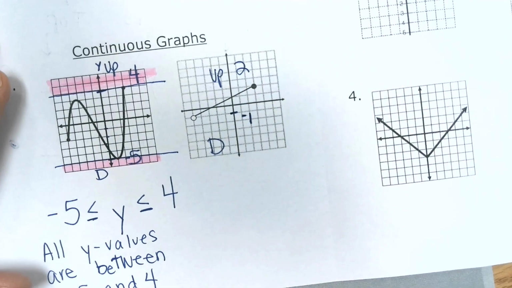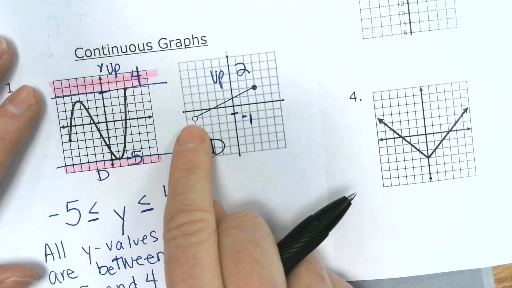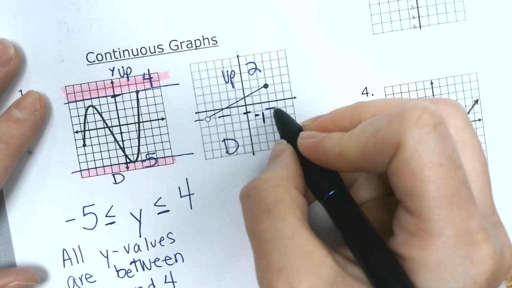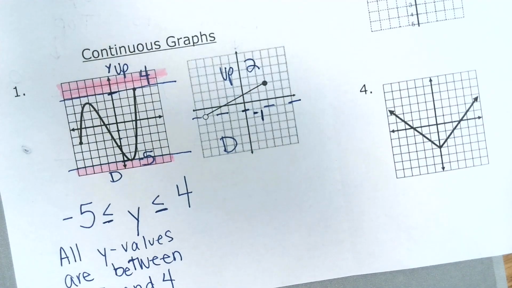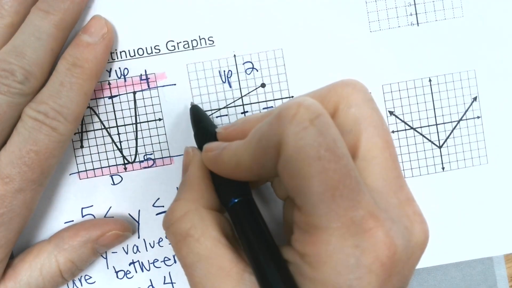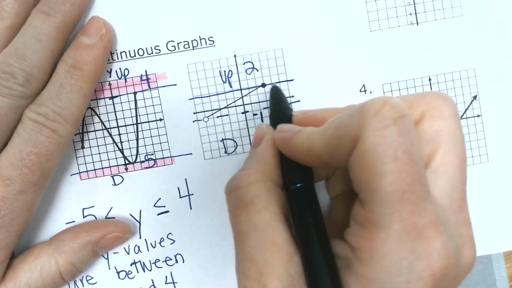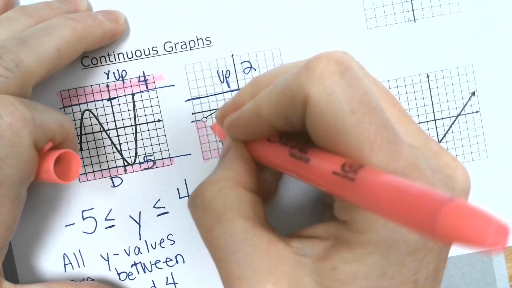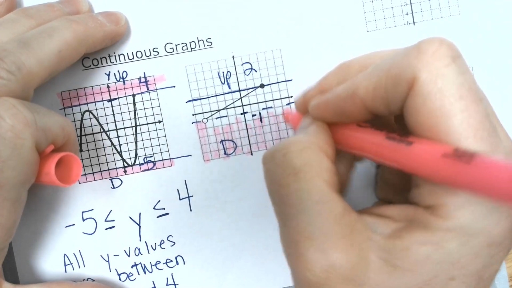Now we're going to draw our fence. So the bottom fence, since that's an open circle, we're going to do a dashed line for it. But if it's solid, it's a closed circle, we're going to do a solid line. You want your lines to be as straight as you can. It's not going to be tilted or diagonal or anything like that. And then highlight outside the fence.